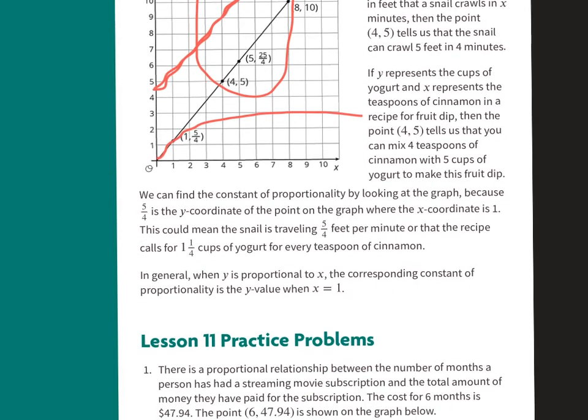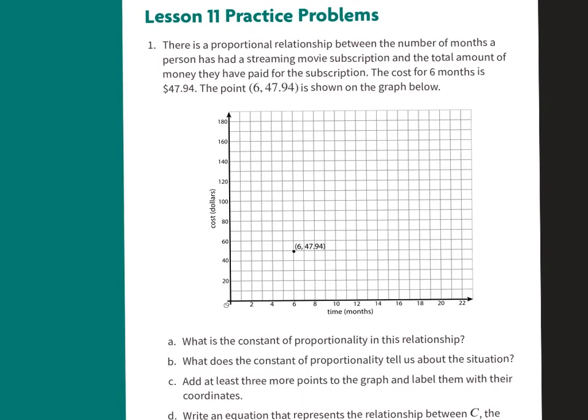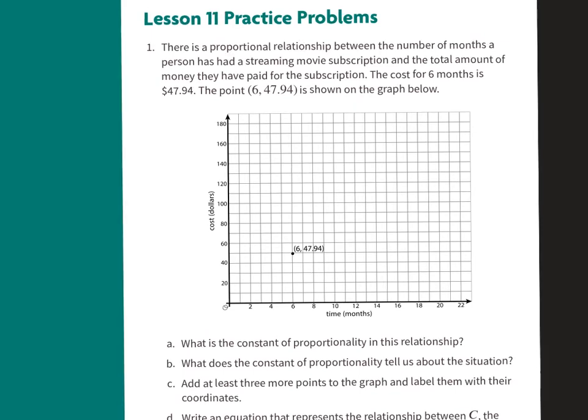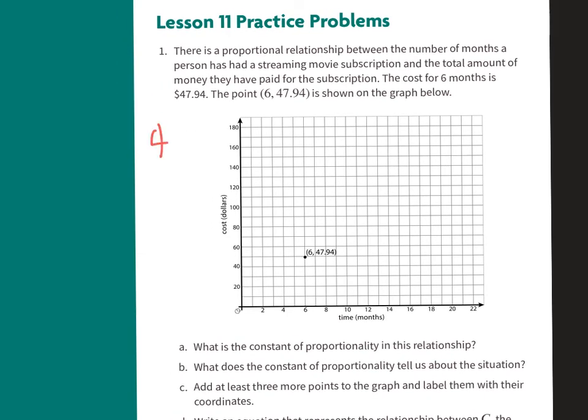On our assignments, question number 1: there's a proportional relationship between the number of months a person has had a streaming movie subscription and the total amount of money they have paid for the subscription. The cost for 6 months is $47.94. The point 6, $47.94 is shown on the graph below. What is the constant of proportionality? Remember, the constant of proportionality is the second number, $47.94, divided by the first number. That will give me my constant of proportionality.